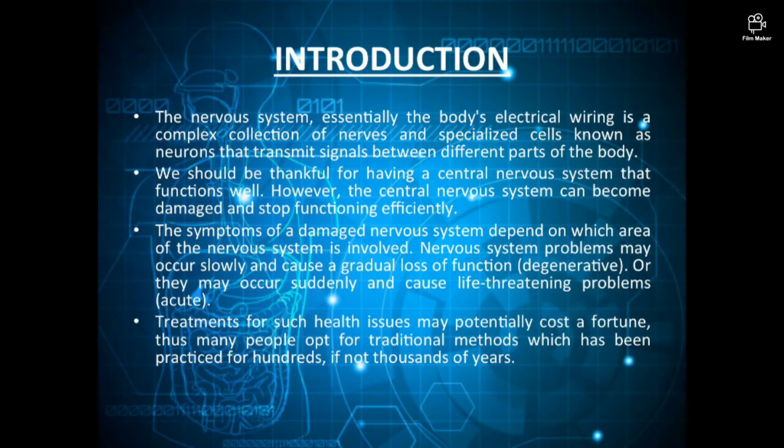The symptoms of a damaged nervous system depend on which area of the nervous system is involved. Nervous system problems may occur slowly and cause a gradual loss of function, or they may occur suddenly and cause life-threatening problems. Treatments for such health issues may potentially cost a fortune. Thus, many people opt for traditional methods which have been practiced for hundreds, if not thousands of years.